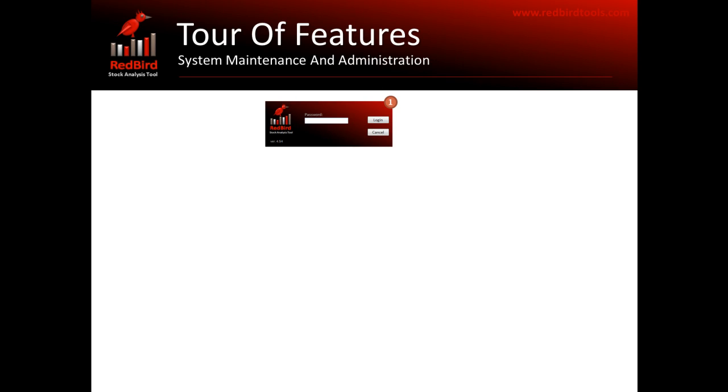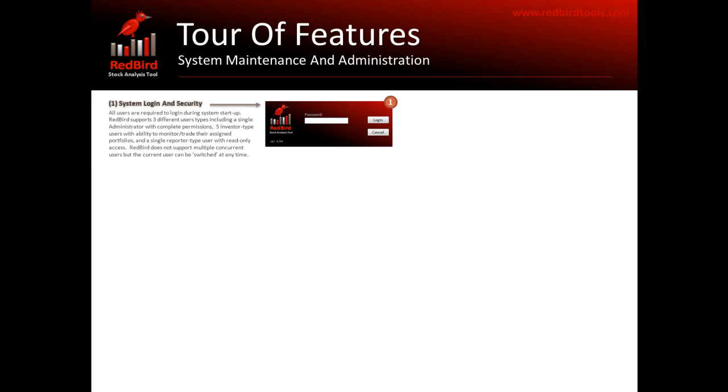Every time a user starts the RedBird application, this screen will appear. All users are required to log into the system with an assigned password. There are 3 types of users supported in the system, including an administrator that has overall permissions, 5 investor-type users that can each monitor their own assigned portfolios and stocks, and 1 reporter-type user which has read-only access.